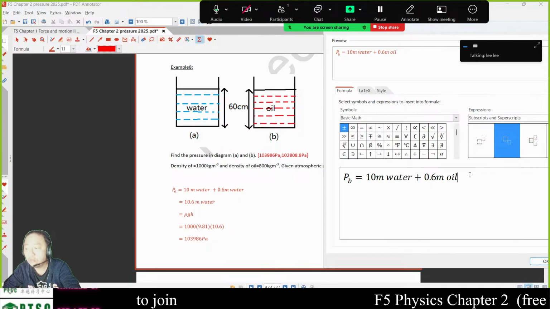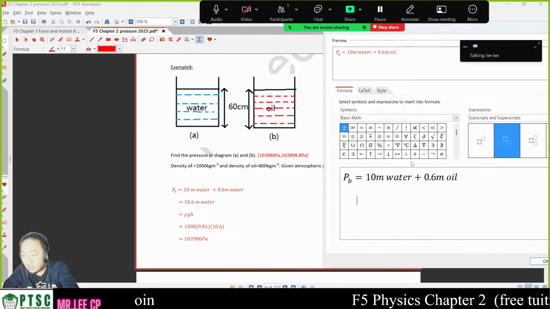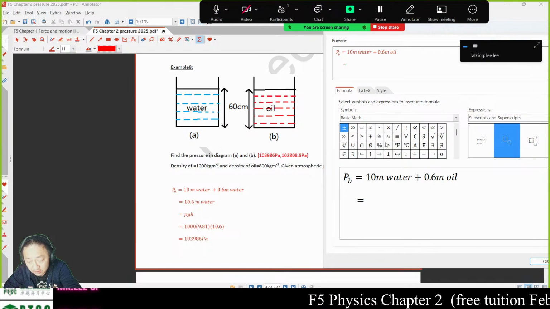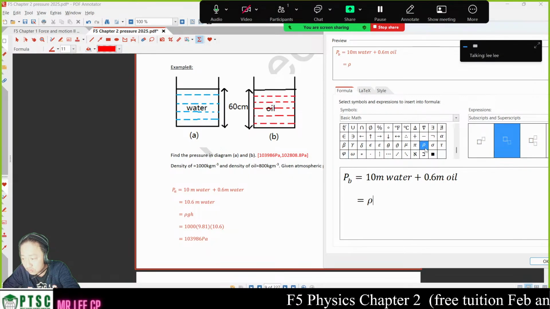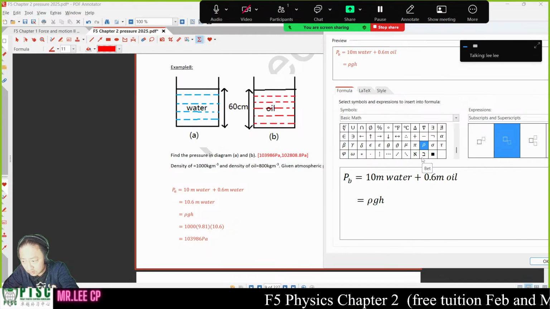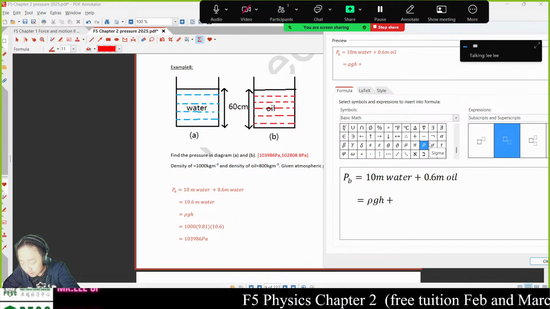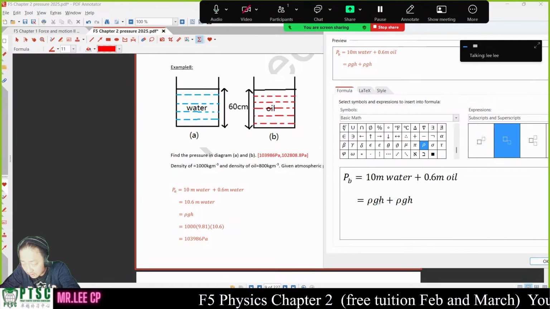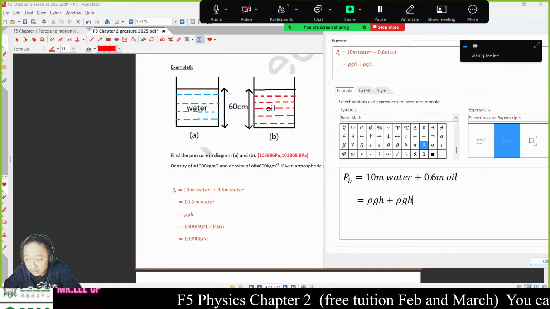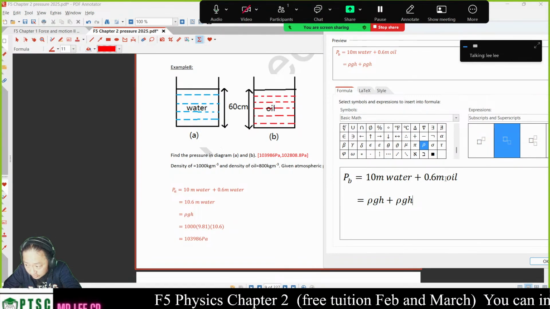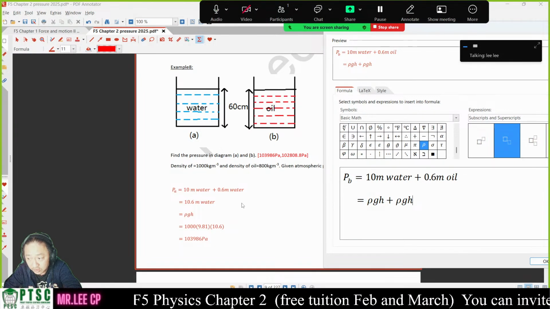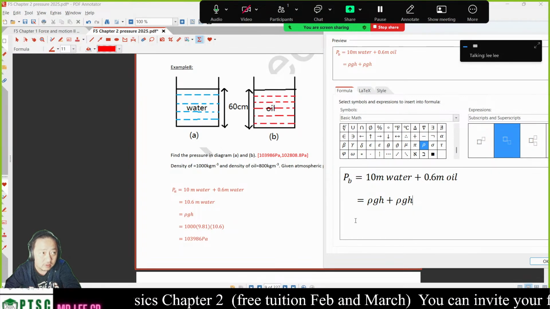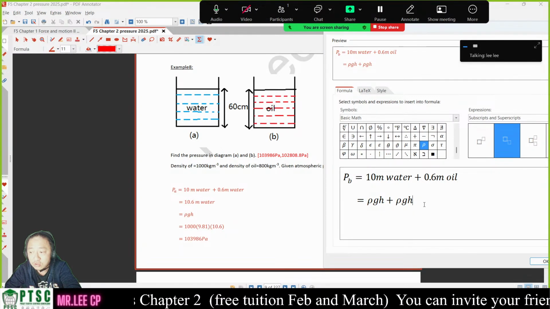So what I do is, I want to change it to Pascal first. So now this one is rho GH of water, in Pascal, same unit as this one, plus rho GH of oil. Same unit. Just now you could plus because they both are water. But this one is not both water, so you cannot.